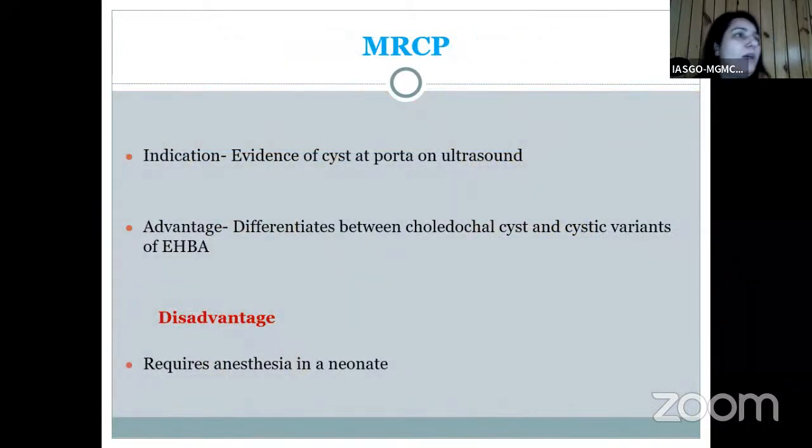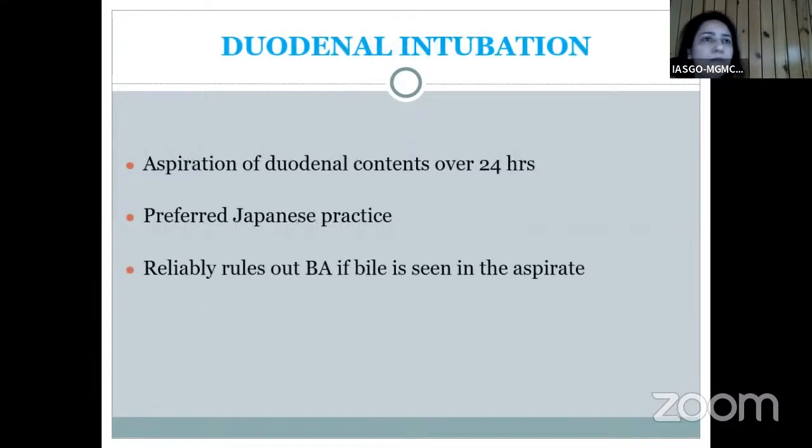Now, MRCP, as in the adult patients, MRCP is the gold standard for everything. For biliary atresia patients, we do not want you to do an MRCP unless there is a cyst which is diagnosed at the porta on the ultrasound, and that is to differentiate between the cystic variant of EHBA and the choledochal cyst. Otherwise, you do not do an MRCP in patients of EHBA.